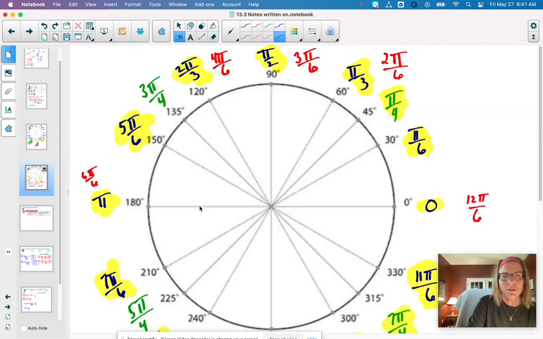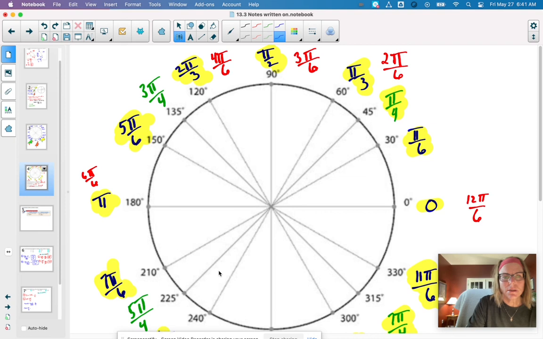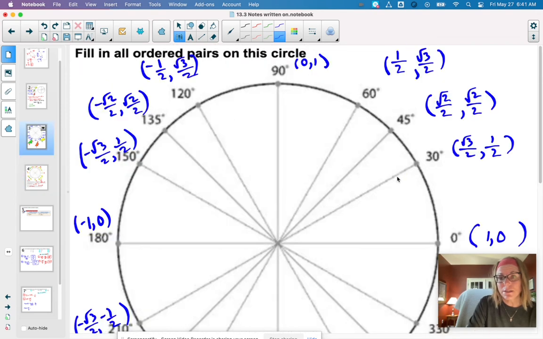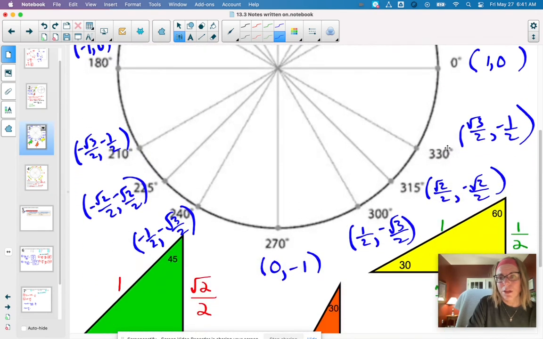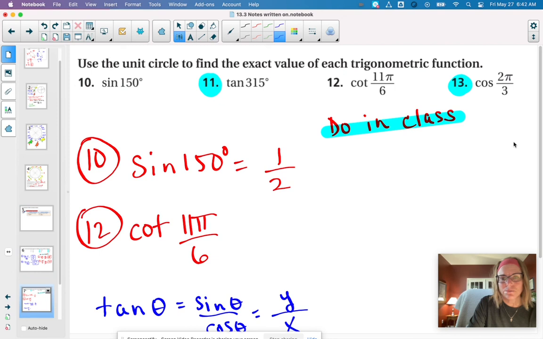So let's go to our unit circle. 11 pi over 6. So 11 pi over 6 is right here. You'll have all this on one unit circle; I have it on 2 different screens. So 11 pi over 6 is at 330 degrees. And at 330 degrees, we have an x of root 3 over 2, and we have a y of negative 1/2. So let's go write that down.